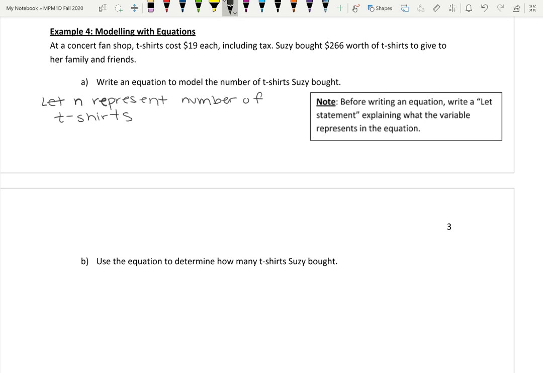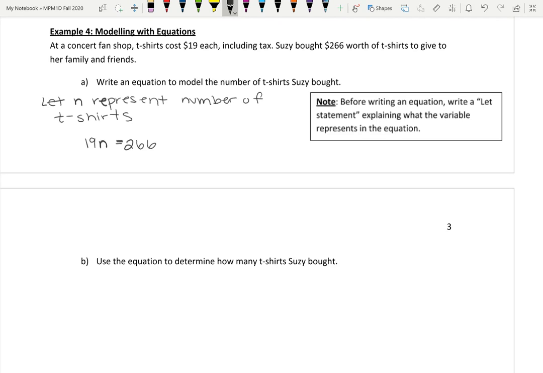So we're trying to find how many t-shirts she bought. So we're trying to find the value of n. And each t-shirt costs $19. So 19 times however many t-shirts she bought is equal to $266. So her total that she spent is on one side of the equal sign alone. On the other side, I have my unknown value of number of t-shirts times the cost of one t-shirt.